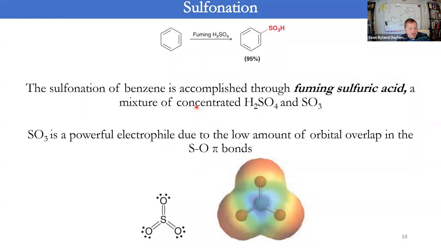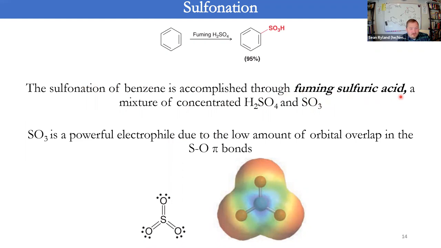So here's another example. This is the sulfonation. Sounds like it could be a hip hop group. Maybe that's just me listening to too much A Tribe Called Quest and things like that.